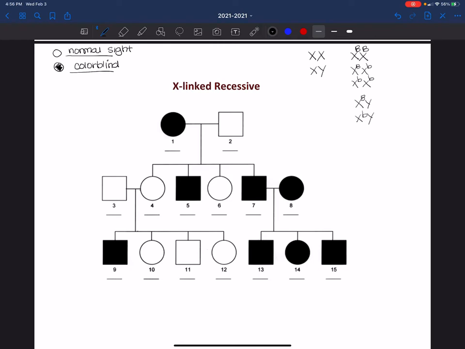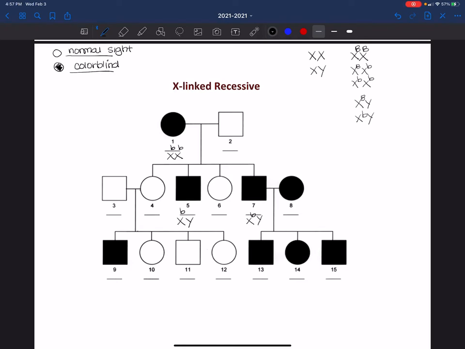So like the complete dominance tracing, we can put in the recessive trait because there's only one way to have the recessive trait for colorblindness. Let's go through and put in the ones we know. Person number 1 is a girl because she's a circle, and we know that she's colorblind, so she's going to have 2 little b's. Person number 5 is a boy, so we start out with an X and a Y, and since he's colorblind, he's going to have a little b. Person 7, same thing, colorblind boy.